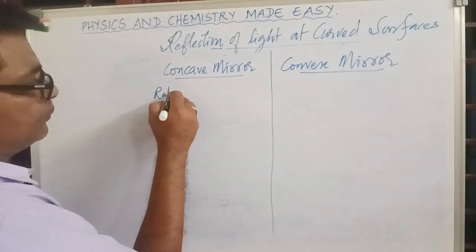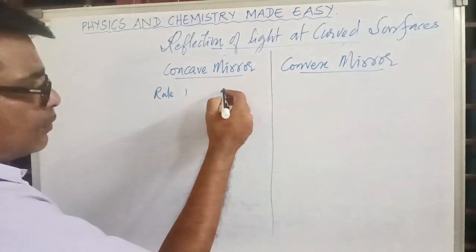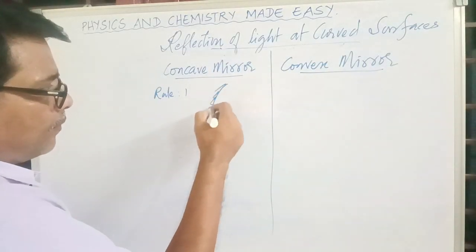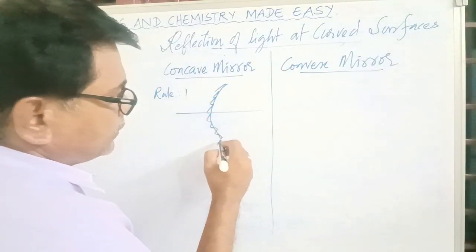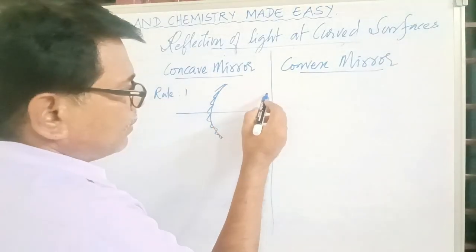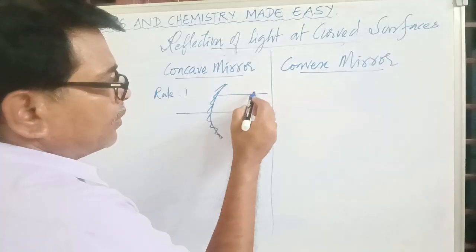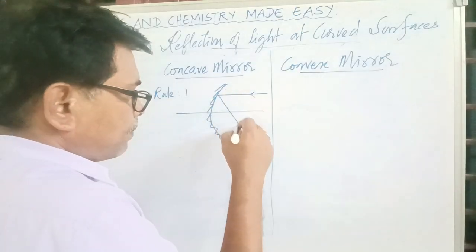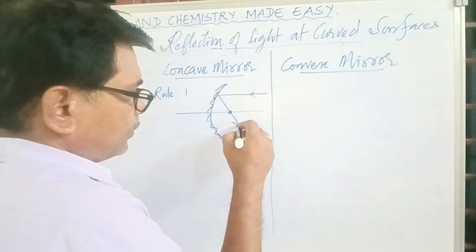Rule 1, in case of a concave mirror. Just now I said a concave mirror is a converging mirror. So light which is coming from far distance will hit the mirror and pass through the focal point. This is your first rule.